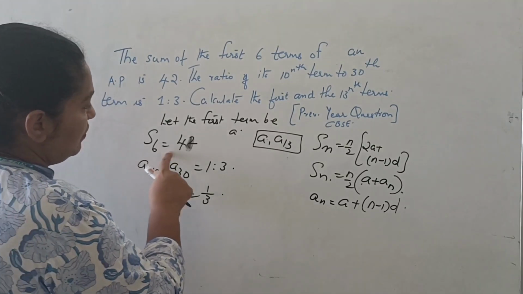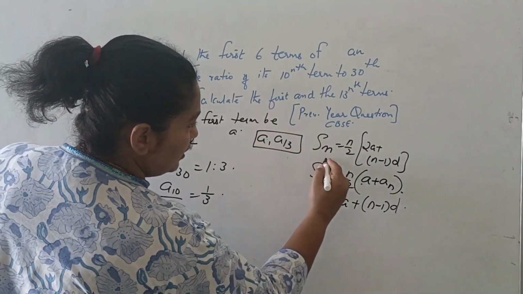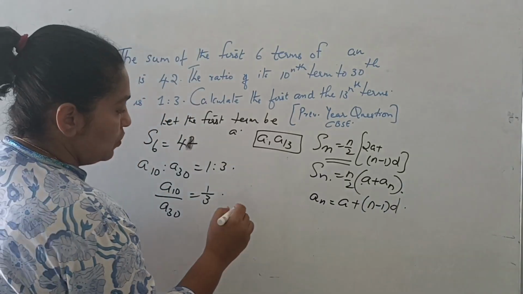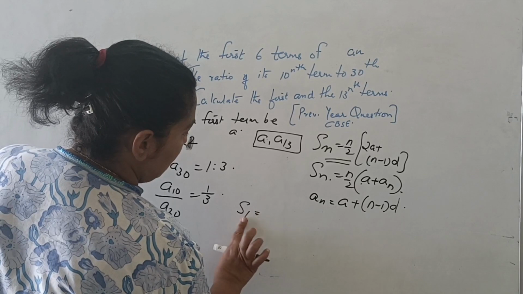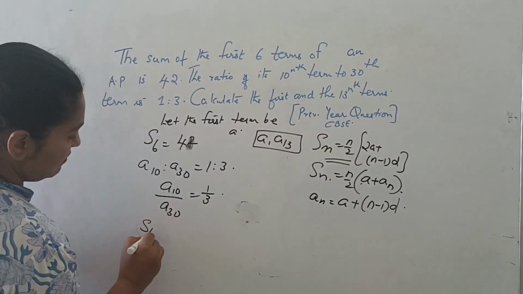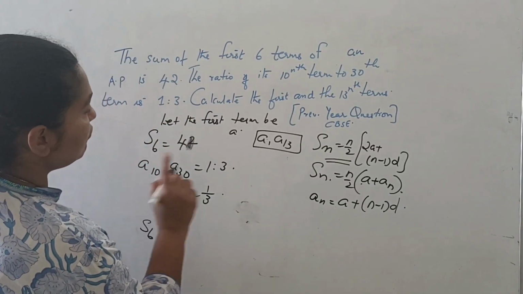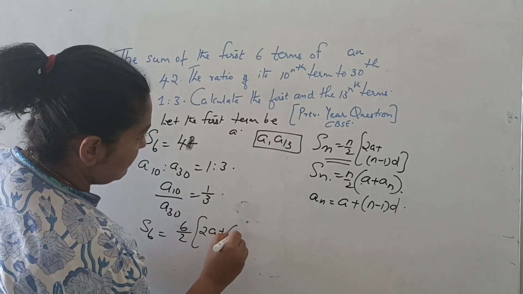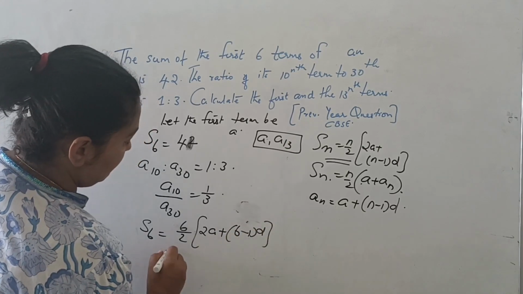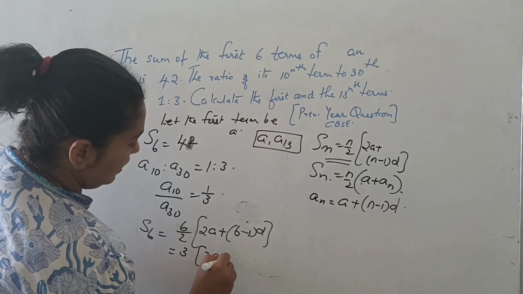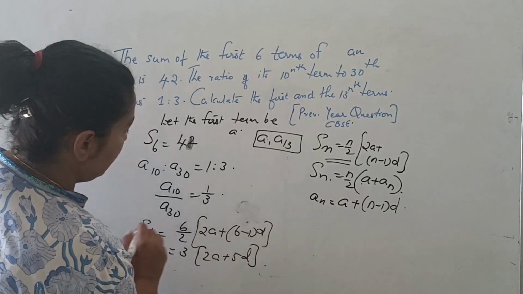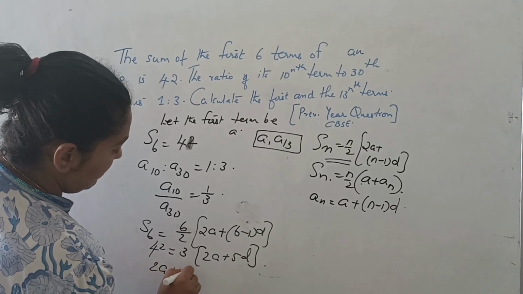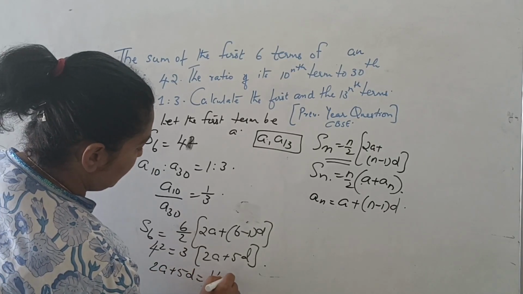It is given that the sum of 6 terms of the AP is 42. So I am going to use the first formula because I do not know the first term nor the last term. S6 is equal to 6 by 2 into 2a plus 6 minus 1 into d. That will give me 3 into 2a plus 5d. I know this value as 42, so I can say that 2a plus 5d is equal to 14.